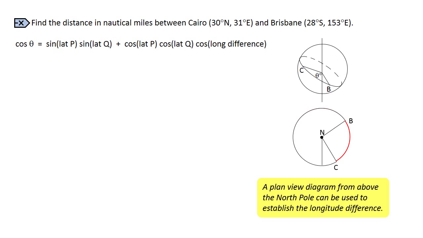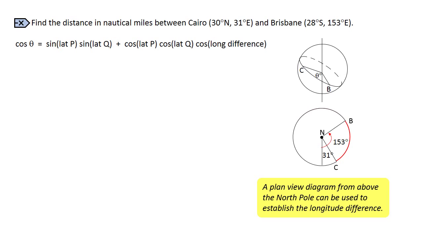Cairo is 31 degrees east of the prime meridian, and Brisbane is 153 degrees east of the prime meridian. To find the longitude difference in this case, we'll need to subtract the two longitudes. 153 degrees minus 31 degrees equals 122 degrees.